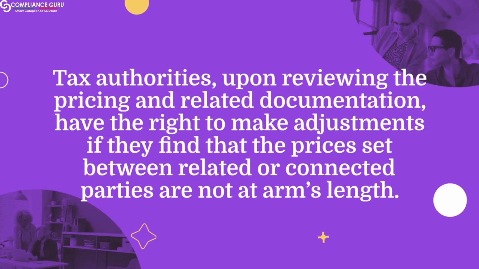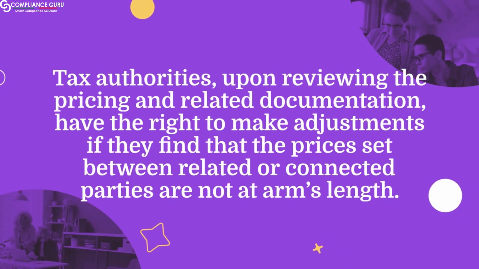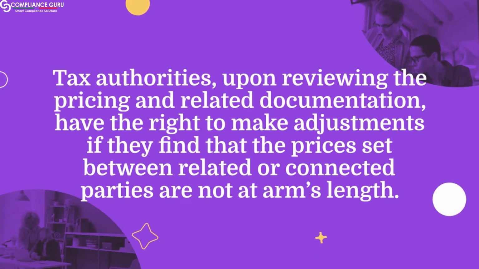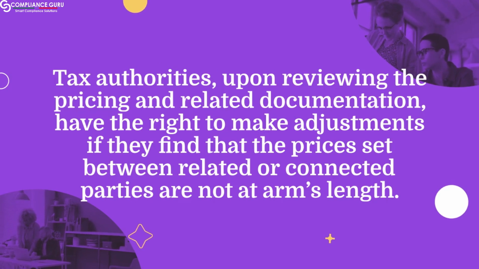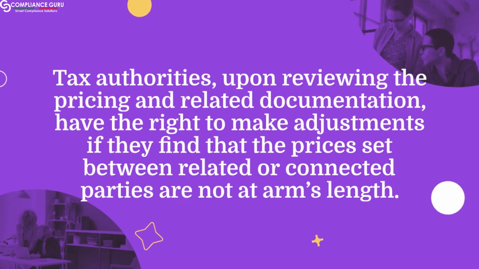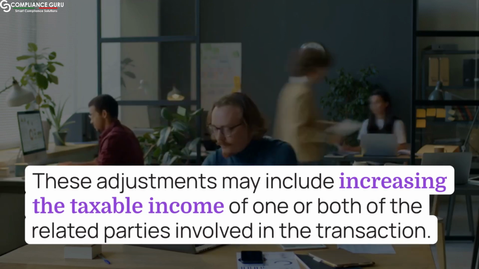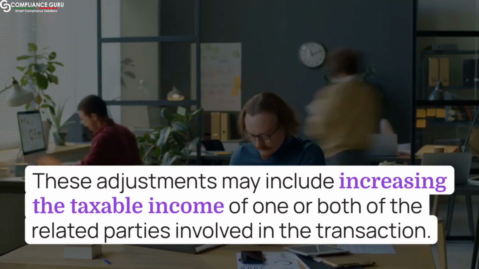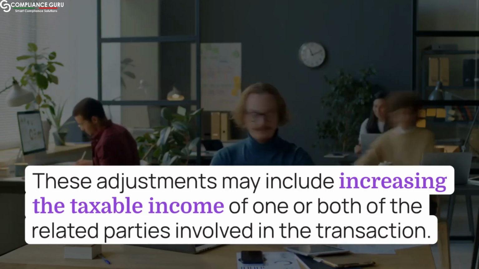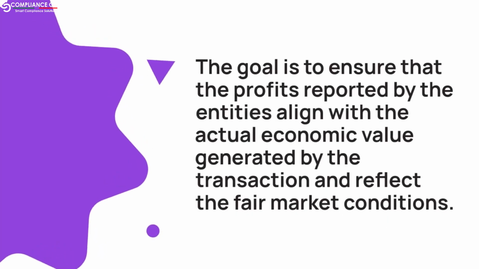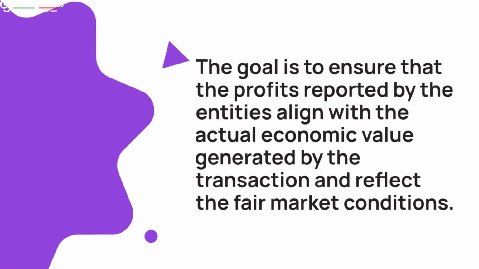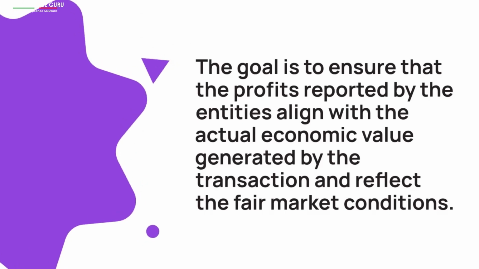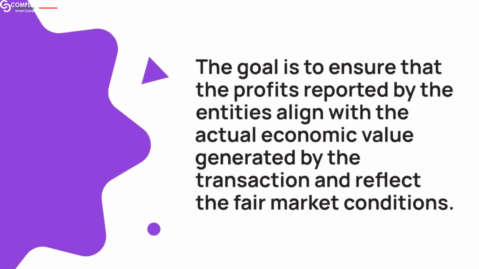3. Adjustments by tax authorities. Tax authorities, upon reviewing the pricing and related documentation, have the right to make adjustments if they find that the prices set between related or connected parties are not at arm's length. These adjustments may include increasing the taxable income of one or both of the related parties involved in the transaction. The goal is to ensure that the profits reported by the entities align with the actual economic value generated by the transaction and reflect the fair market conditions.